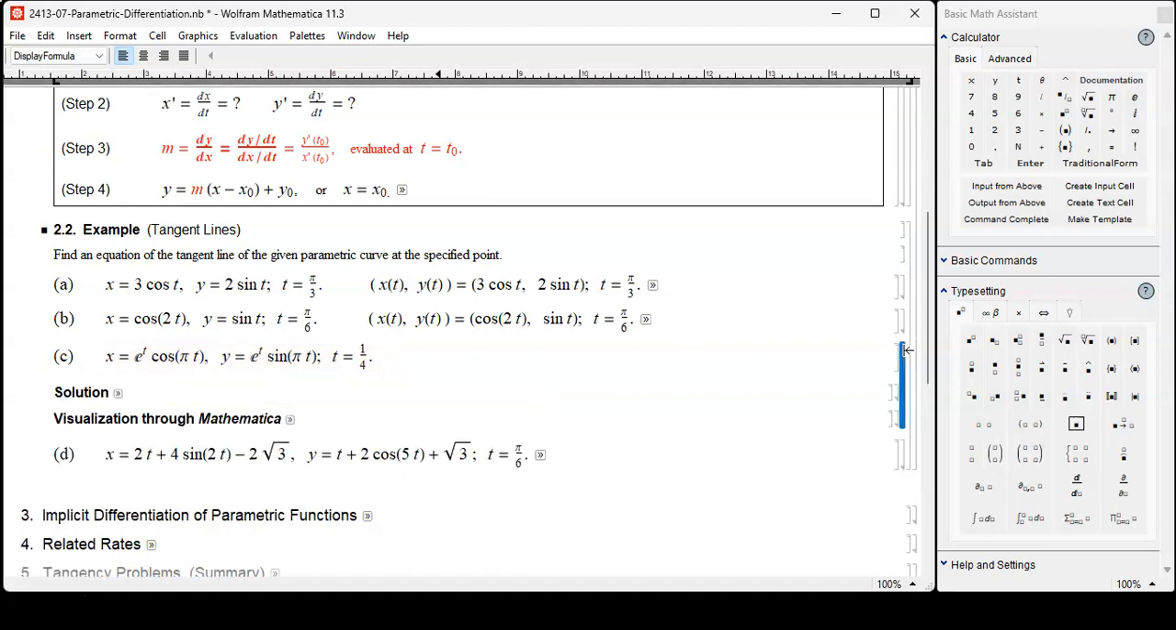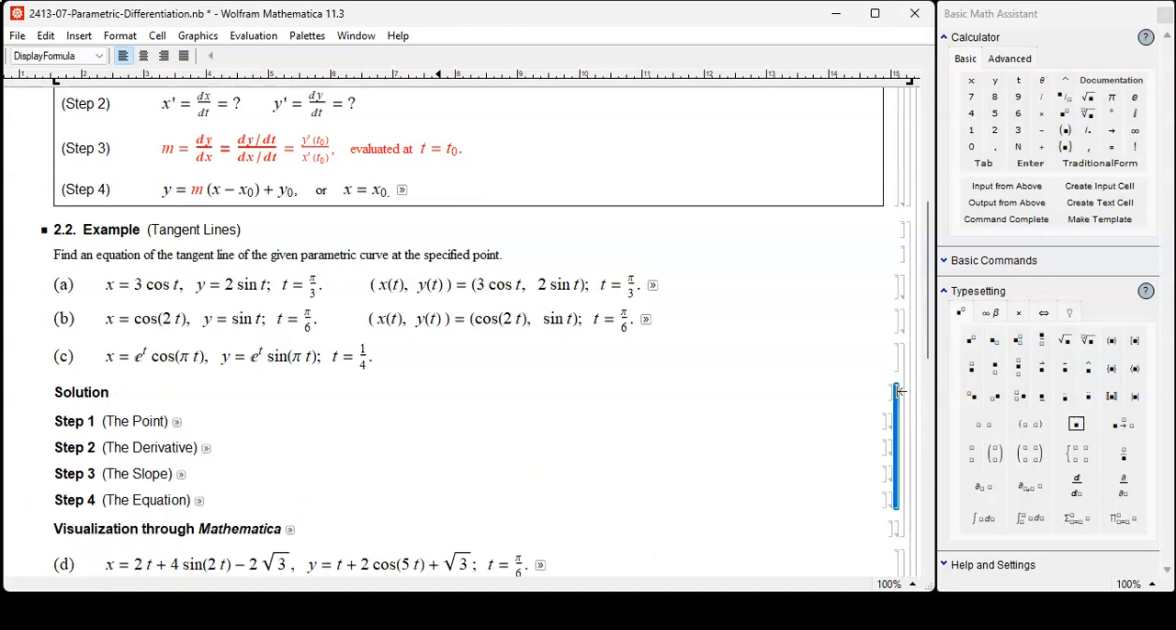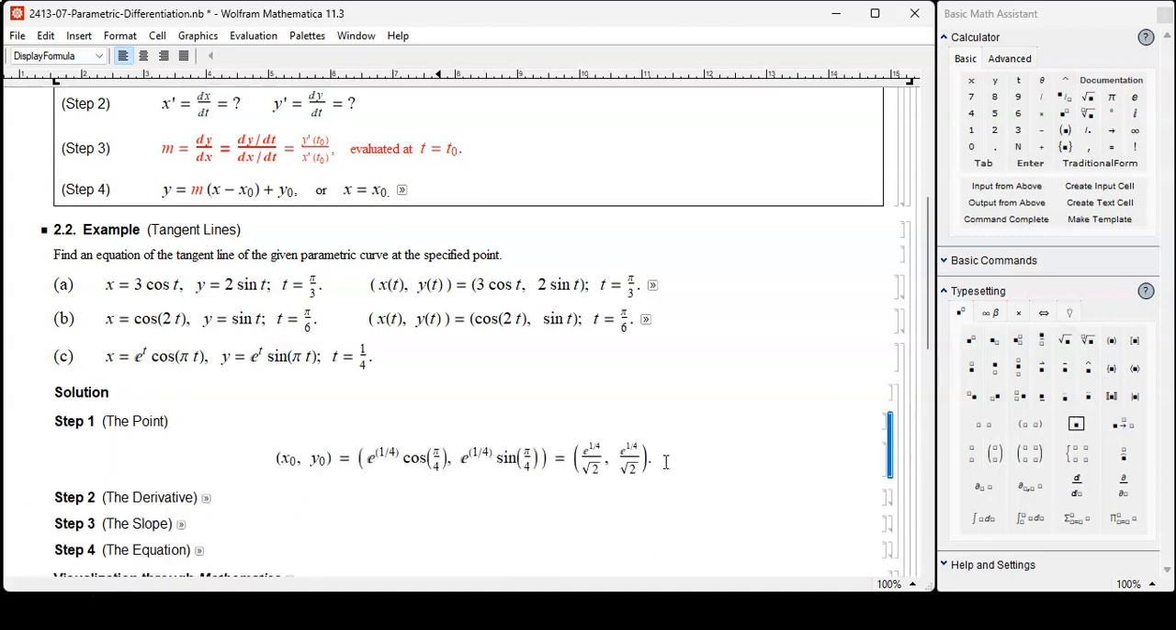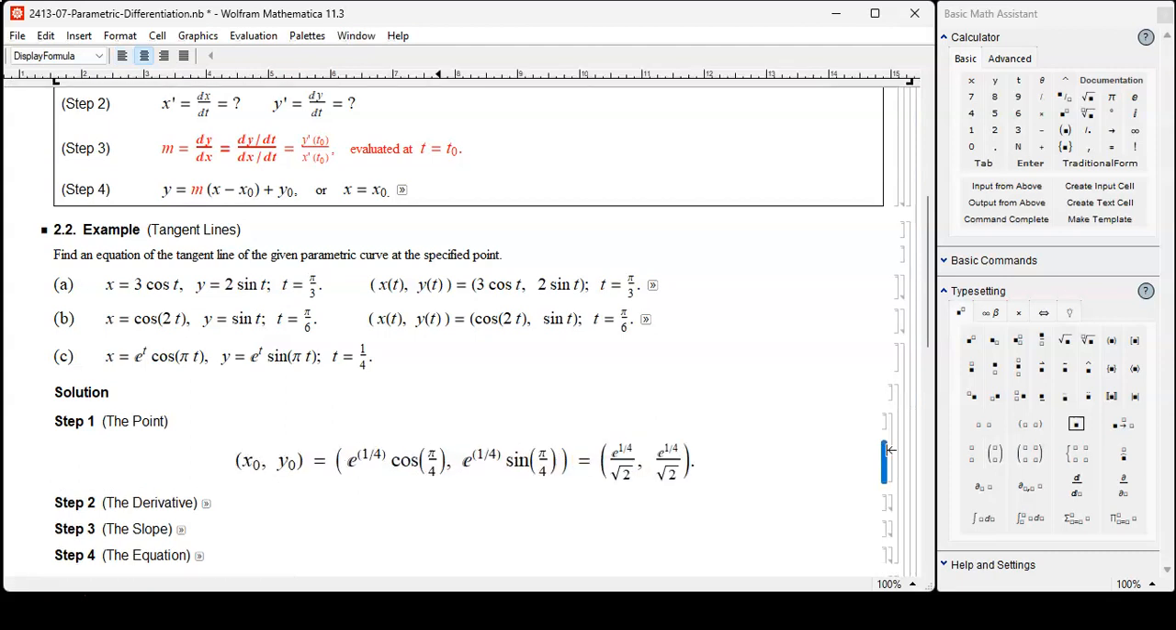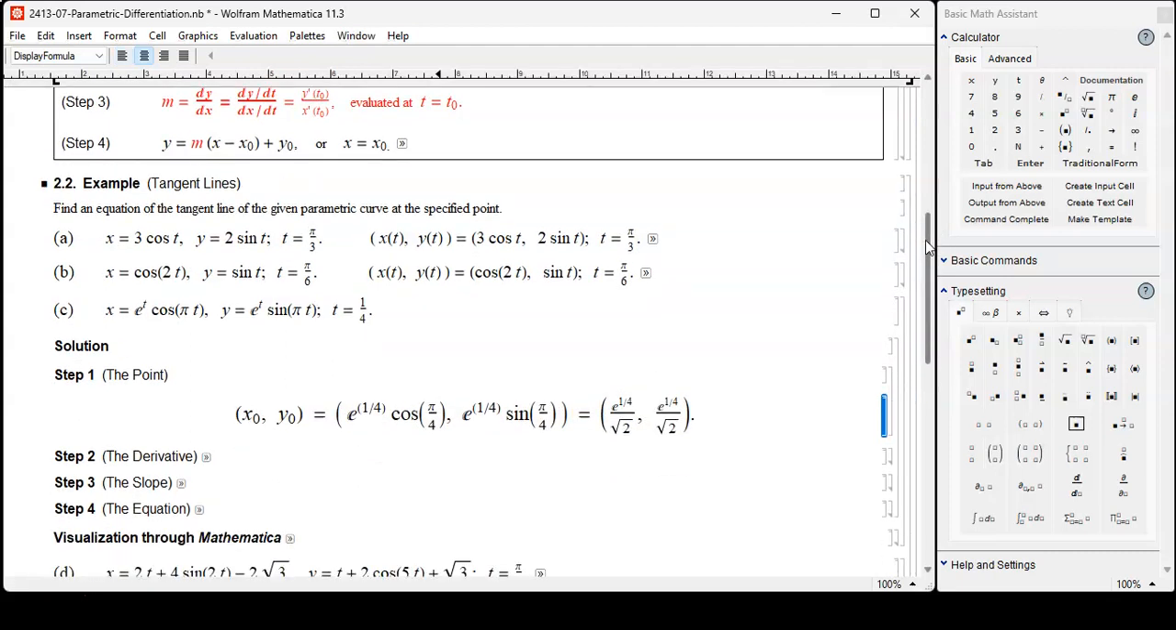Okay, go ahead. Step 1, the point, plug in. So plug in t equals 1/4, e to the 1/4 power, cosine of pi over 4. Cosine of pi over 4, 1 over square root of 2. Sine of pi over 4, again 1 over square root of 2. So we get this expression. Can everybody read it? e to the 1/4 power over square root of 2.